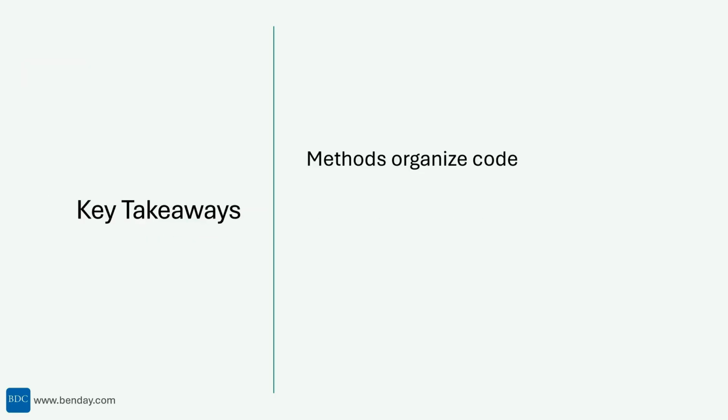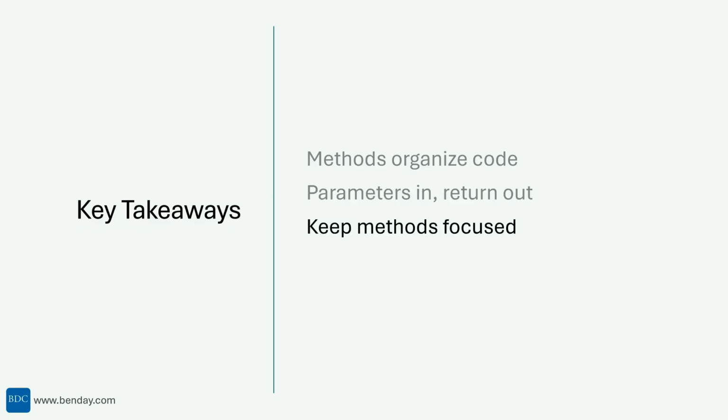Methods let you write code once and use it many times. This is fundamental to avoiding duplication. Methods take input through parameters and send output through return values. This is how methods communicate. Each method should do one thing well. Small focused methods are easier to understand, test, and reuse. Good method names make code self-documenting. When you see CalculateTax, you know exactly what it does.